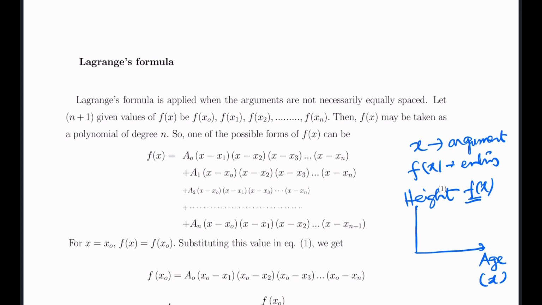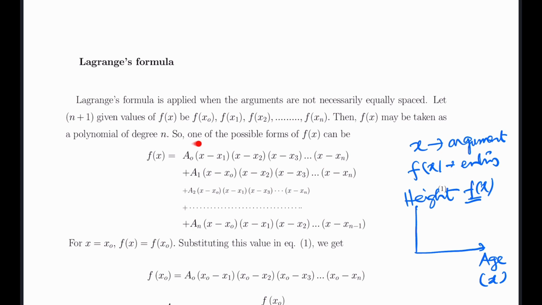If there are n plus 1 data points available, then we can definitely represent the equation as a polynomial of degree n. This we have seen earlier also. So if we have n plus 1 data points, we can fit a curve, we can fit a polynomial of degree n.